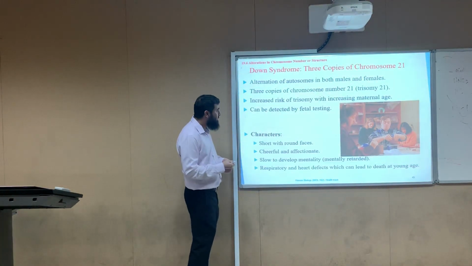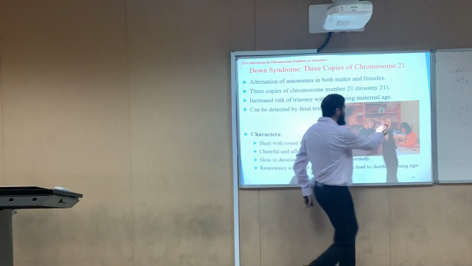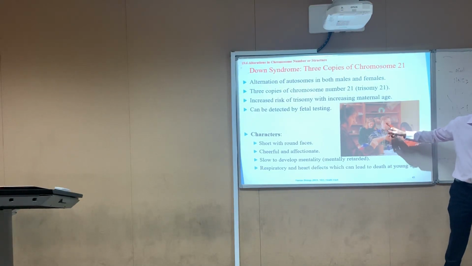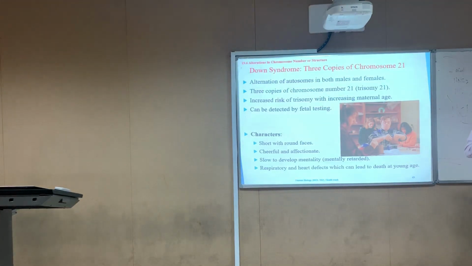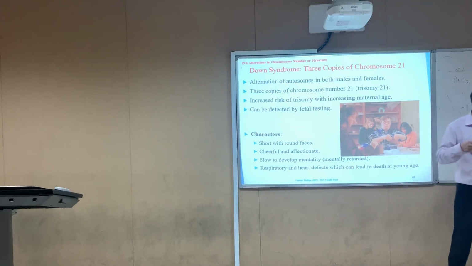Alright, so characteristics of these sort of people, they have a short, round face, and you see all of them have this sort of feature. They look alike. They're not tall, they're very short. They have breathing difficulty, respiratory problems, and heart problems. They have slow mental development, okay? And they have shorter lives than normal people, maximum 25, I guess.